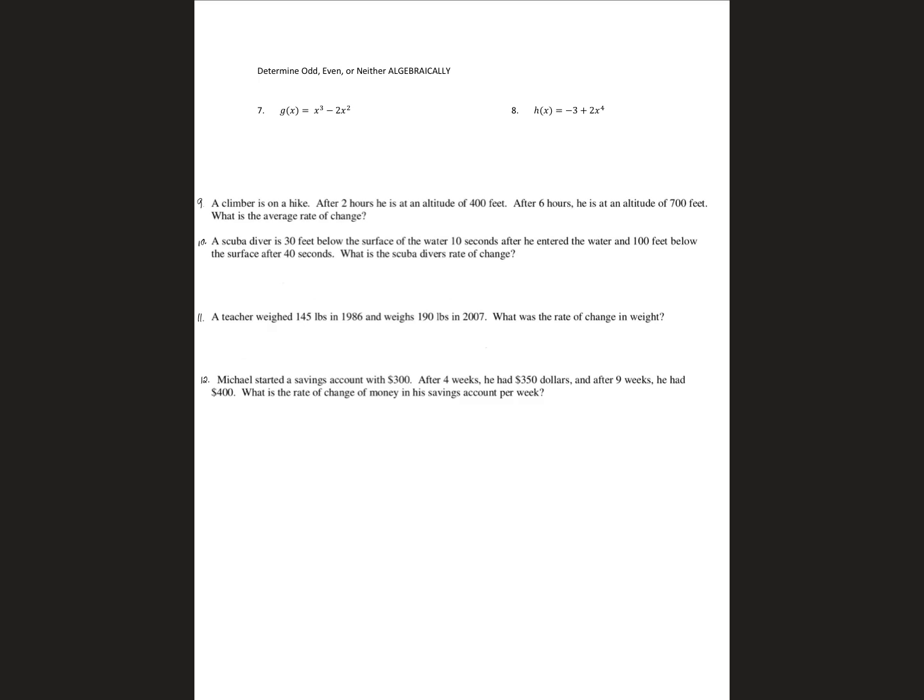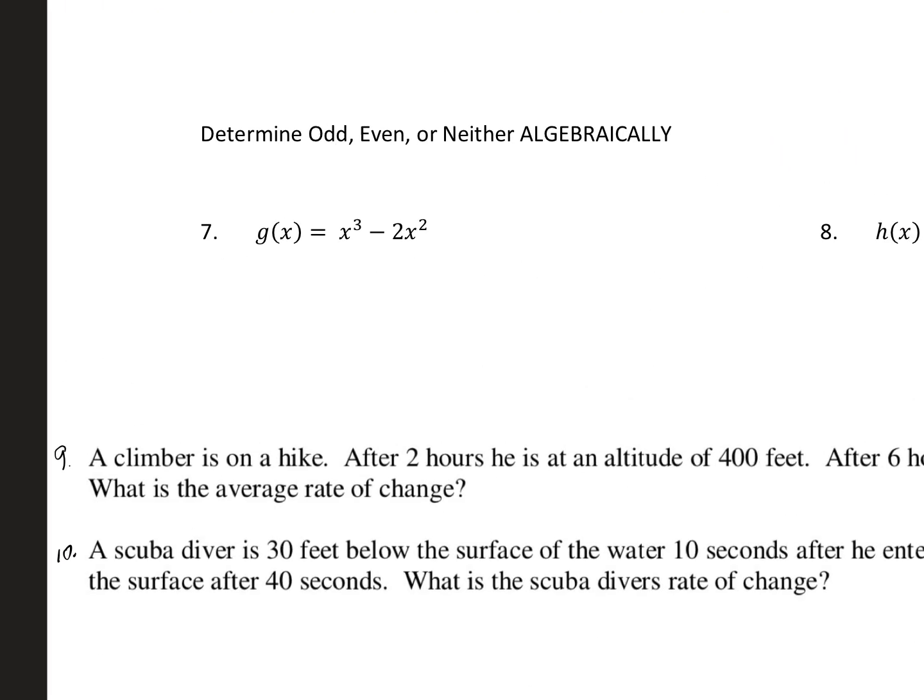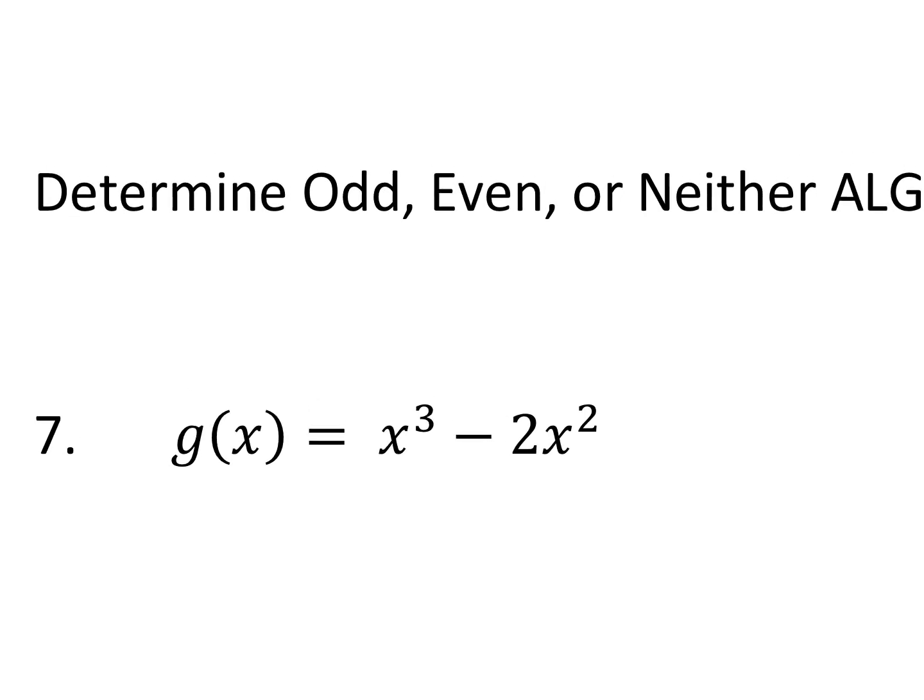Let's look at 7 and 8. So we want to determine if the function's even, odd, or neither. If our function is odd, when we plug in the same number and its opposite, we're going to get opposite answers. If we get opposite answers, that means that it's odd. If we get the same answer, that means that they are even functions. And if they are not opposite answers and not the same answer, then it would be neither. So remember, for these questions, plug in a number and its opposite.